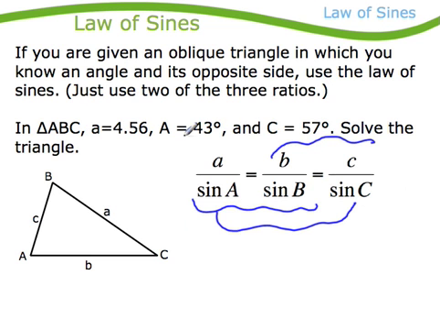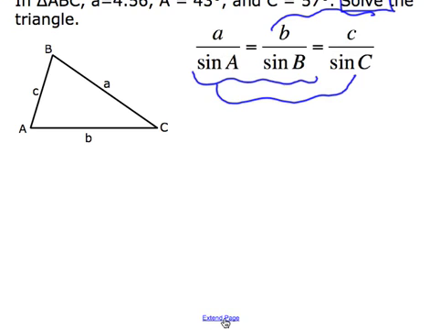So here's a question. Let's see how it looks when we're working with it. They say in triangle ABC, side A is 4.56, angle A is 43 degrees, and angle C is 57 degrees. And the question is, solve the triangle. In other words, what they want me to do is to find all the sides and all the angles.